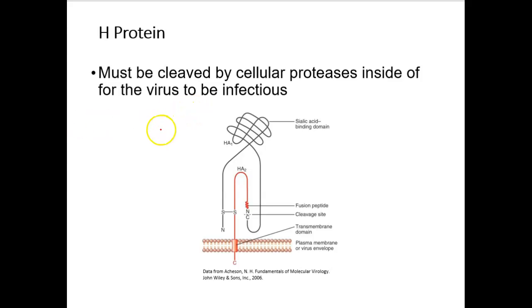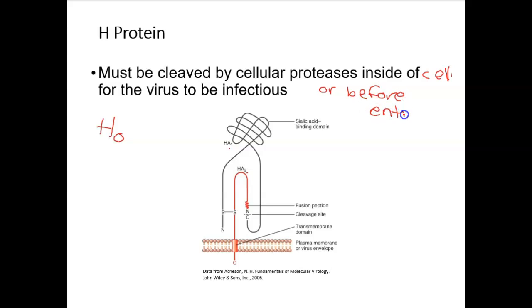So what you've got here is the hemagglutinin, and before it's cleaved we refer to it as H0, and after it's cleaved you've got H1 and H2. There's an error here, so it should be inside of the cell in order for it to be infectious, or before entry.